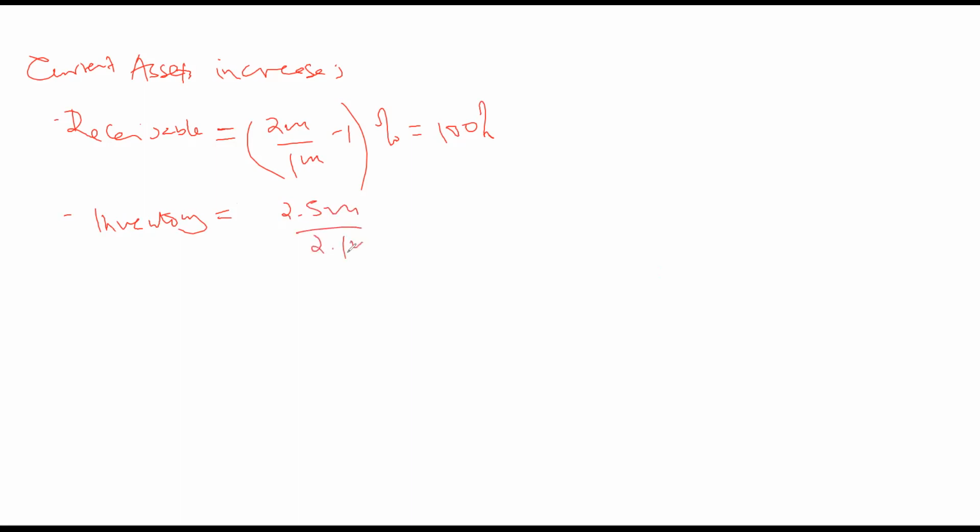So first we begin with the receivables: the receivable days, the receivable investment, the receivable increase. Let's do the increase first, then the days later on. The receivable increase, between 2014 and 2015, is from 1 million to 2 million. So 2 million divided by 1 million minus 1, in percent, gives us a 100% increase. The same for inventory: 2.5 million divided by 2.1 million minus 1, expressed as a percent, gives us how much?